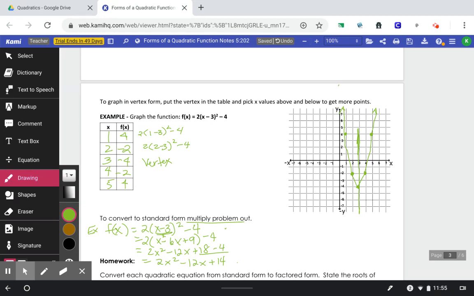All right, and then the same thing if you have an equation that's in factored form, we can change this into standard form by just FOILing it out. So you would get x squared minus 4x plus x minus 4. Combine your like terms. Minus 3x minus 4 would be that final answer.